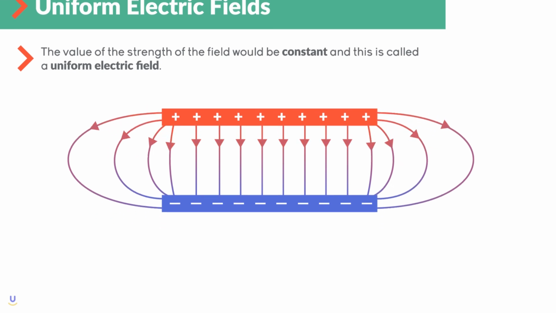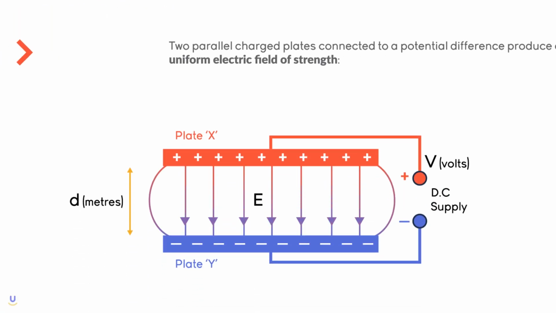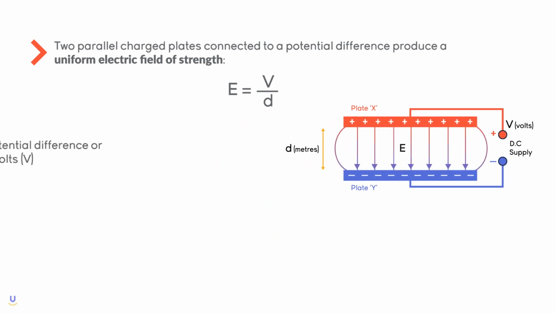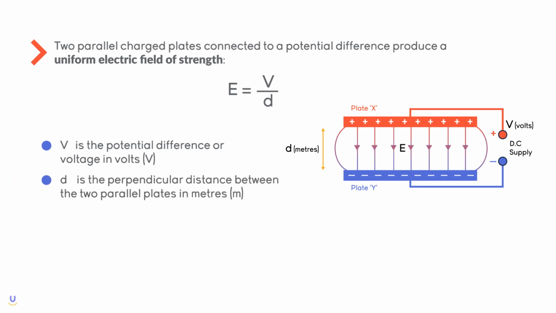So let's look at the electric field strength. Two parallel charged plates connected to a potential difference produce a uniform electric field of strength E = V/d, where V is the potential difference or voltage in volts, d is the perpendicular distance between the two parallel plates in meters, and E is the electric field strength in volts per meter or newtons per coulomb.